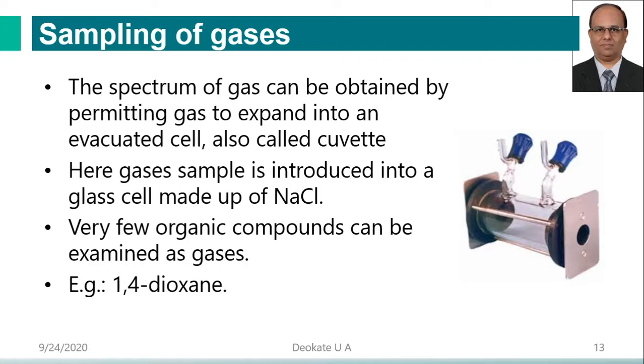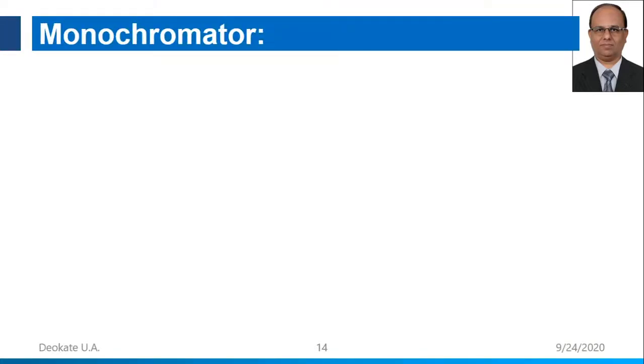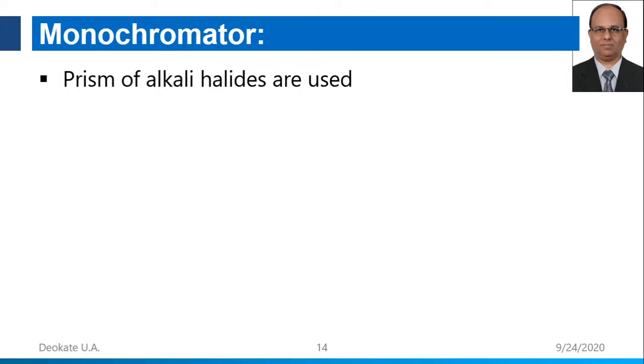Now the FTIR instruments have a different sampling technique than this old one. Now the next component after the sample holder is the monochromator. We have studied monochromators in detail in UV-visible spectrophotometers. Prisms of alkali halides are used as dispersing devices. Again, I will explain that we cannot use glass or quartz prisms because they are not transparent to IR radiations. So these alkali halides are compressed to form the prisms.